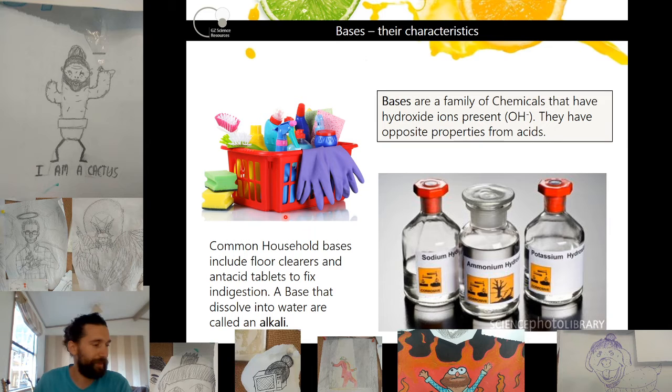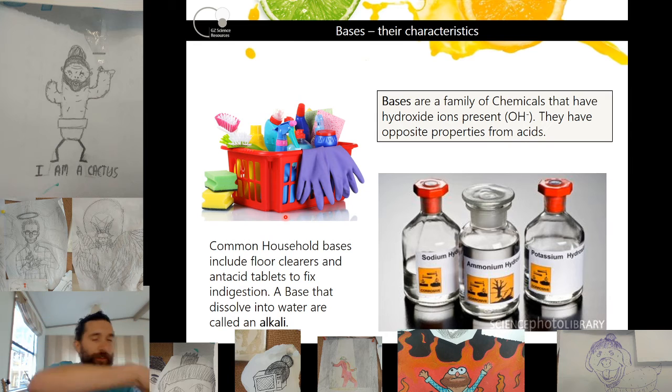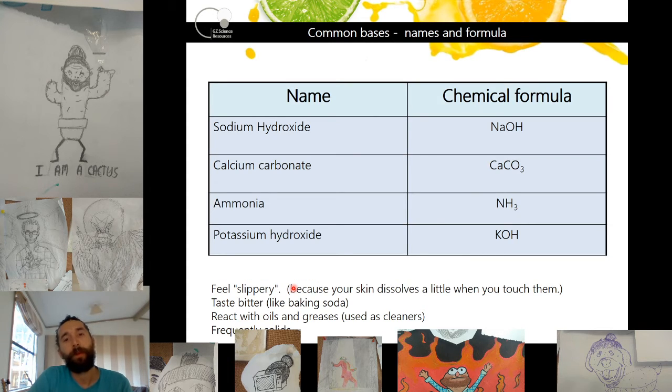And if the base, such as maybe this one here, baking soda, can dissolve in water, we call it an alkali. So alkali and base are pretty much the same thing, and they're often used interchangeably. But the important thing to remember is that an alkali is just a base that can dissolve in water. So here are 4 bases. Some of them you can see do have OHs on them, and the other ones will actually form OHs when they react with water.